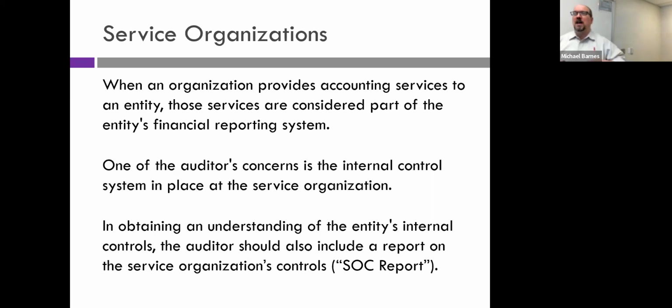So I know you're thinking to yourself, those sound very similar, Dr. Barnes, and they are, but there are some important distinctions. Again, SOC 1 Type 1 basically says I only care about design, and I'm only looking at a single point in time. SOC 1 Type 2 says I'm concerned both about the design of the controls and the operating effectiveness of controls. And when I understand those, I want to know about them over a period of time.